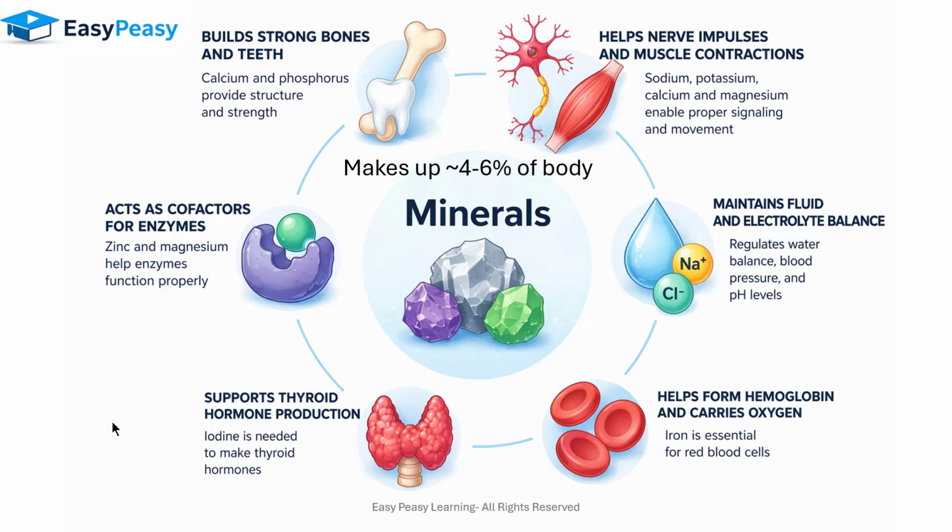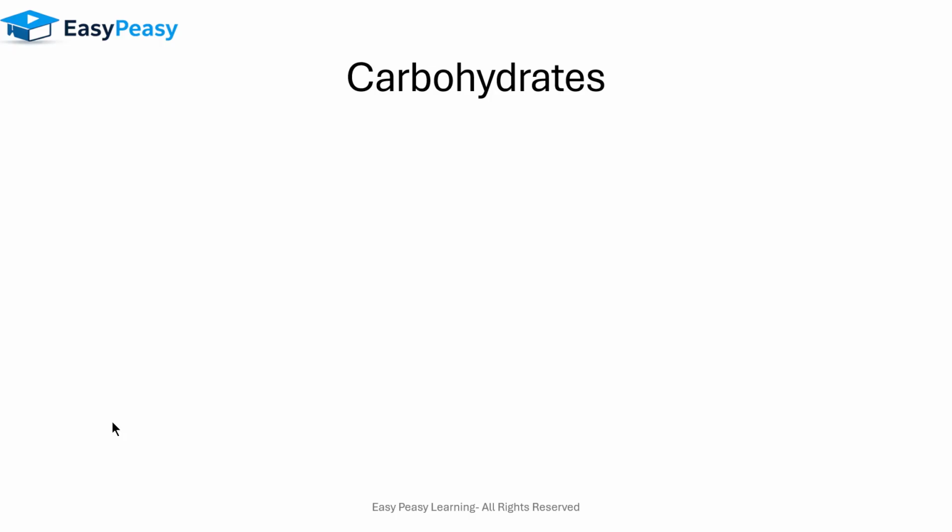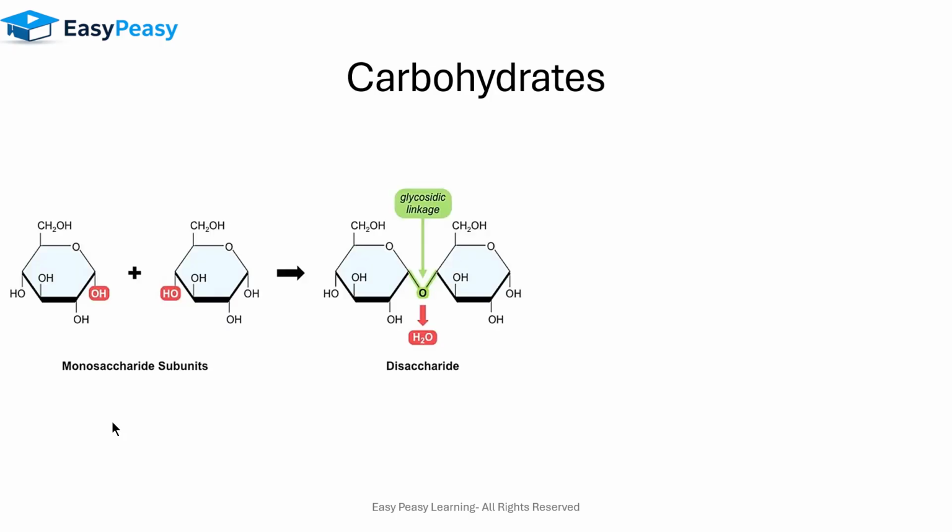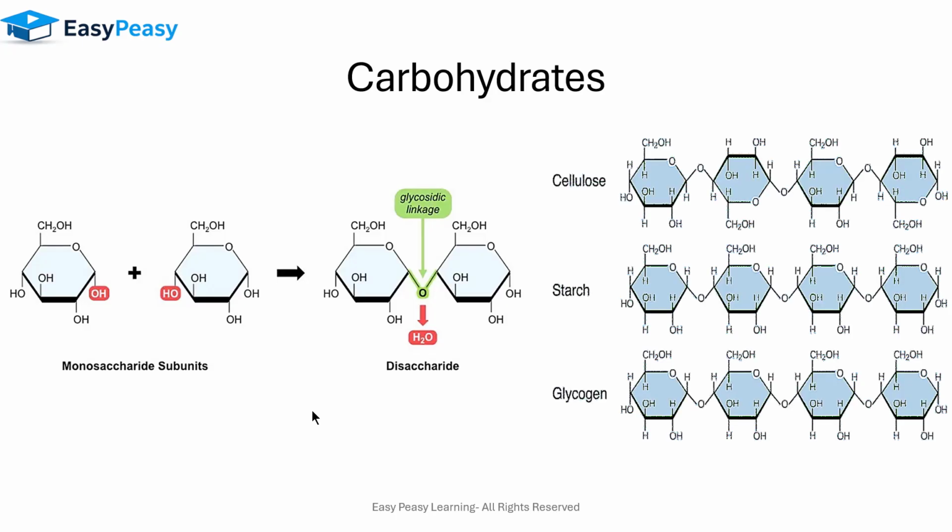Now let's talk about organic biomolecules, and the first biomolecule is carbohydrate. Carbohydrate is a macromolecule made up of monomers called monosaccharides. These monosaccharides join together by glycosidic linkage bonds and make disaccharides. And then these disaccharides join together and make polysaccharides that can make structures like cellulose, starch, and glycogen.